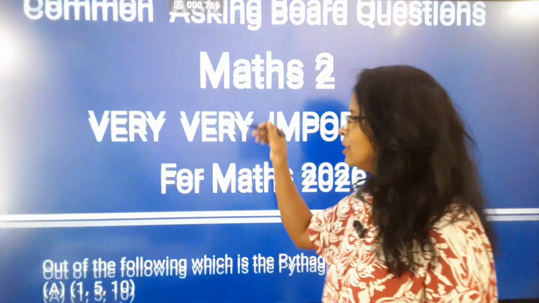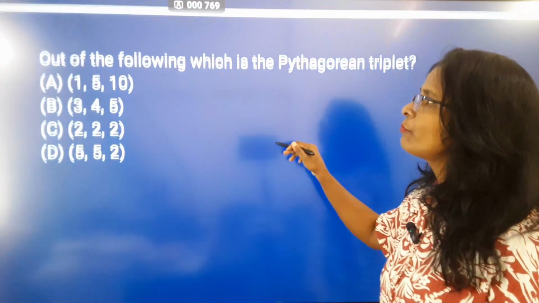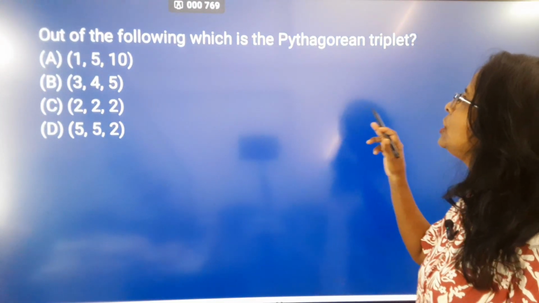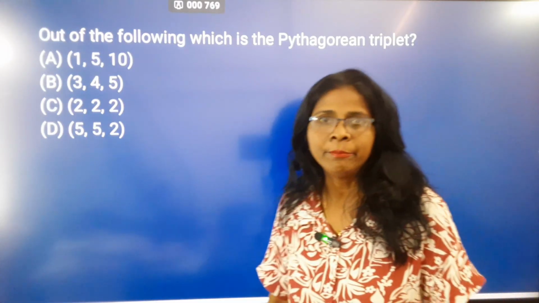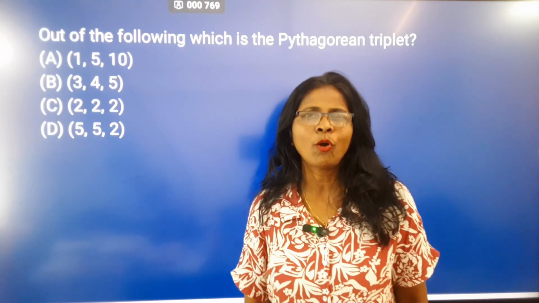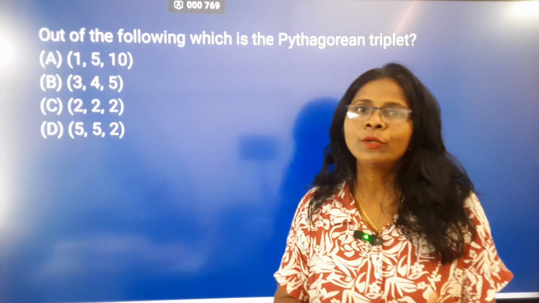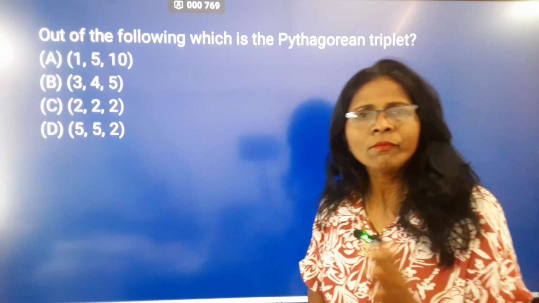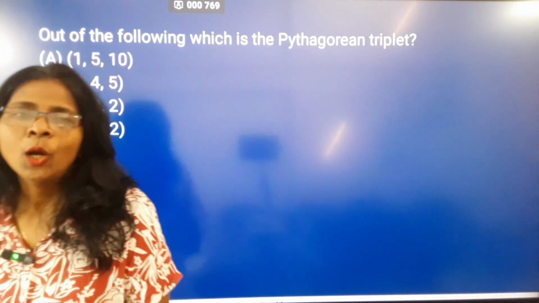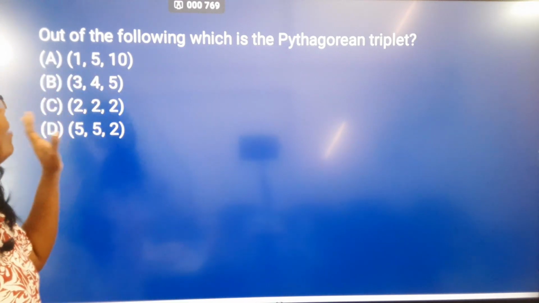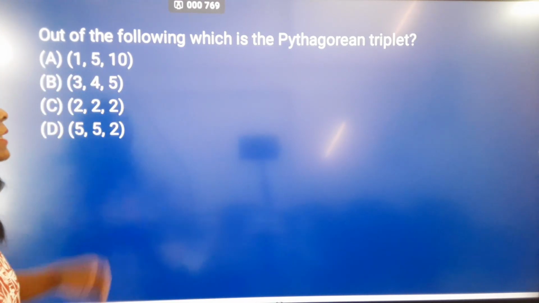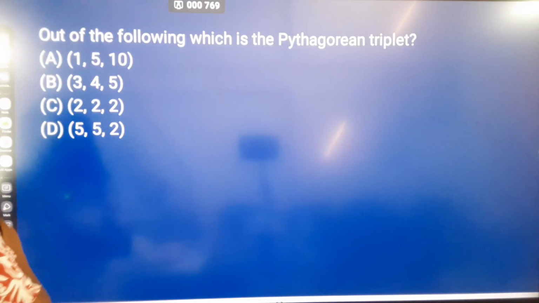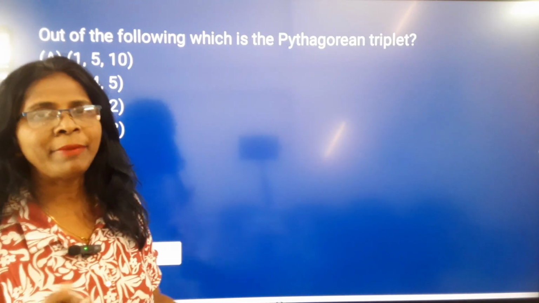The first question: out of the following, which is the Pythagorean triplet? This is a common question that arises in the board question paper. So how can we solve it? We have to identify the Pythagorean triplet.